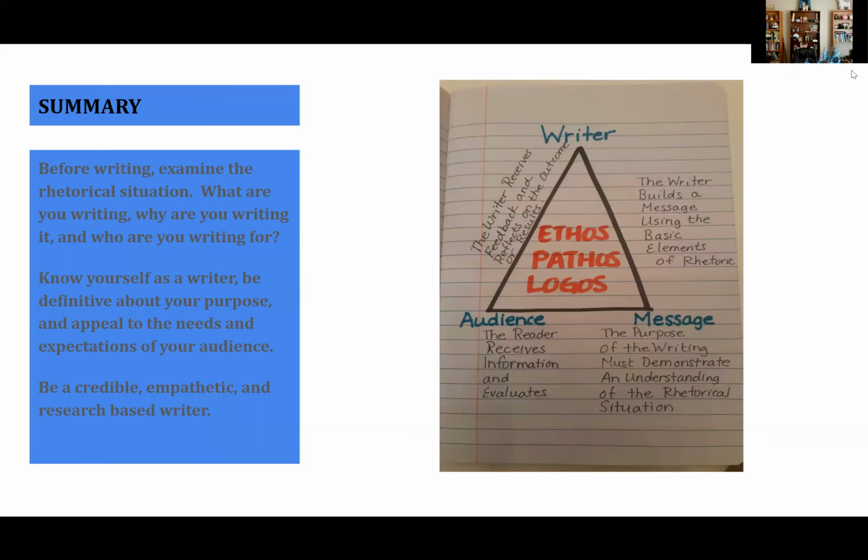All right, so basically, before you write anything, you need to sit back and ask yourself, what is this rhetorical situation? What am I writing? Why am I writing? What do I already know about what I'm going to be writing about? What do I need to know? Are there any experiences or common ground that I've had in the past that can connect me to this topic? And as you're writing, you have to make sure that in that process, you are being credible, empathetic, and you're basing your information on research.